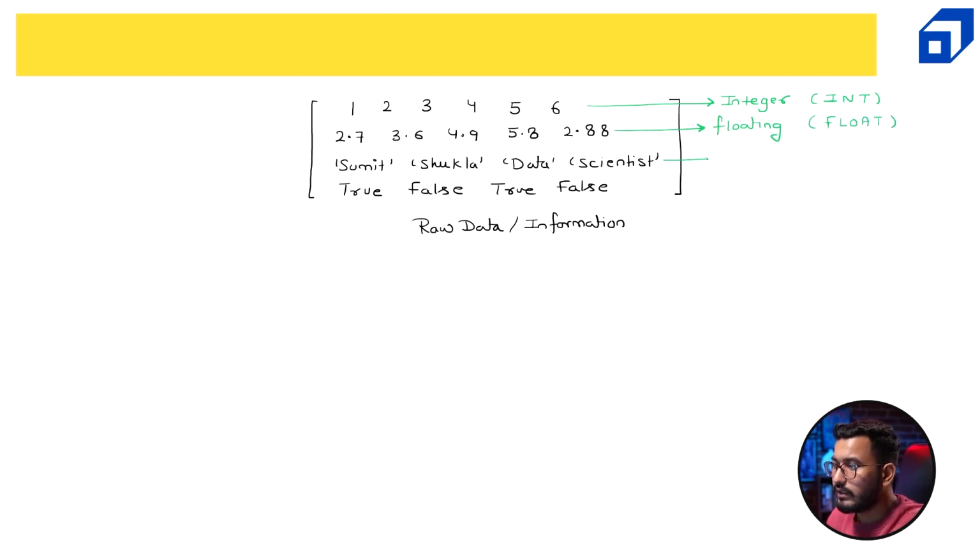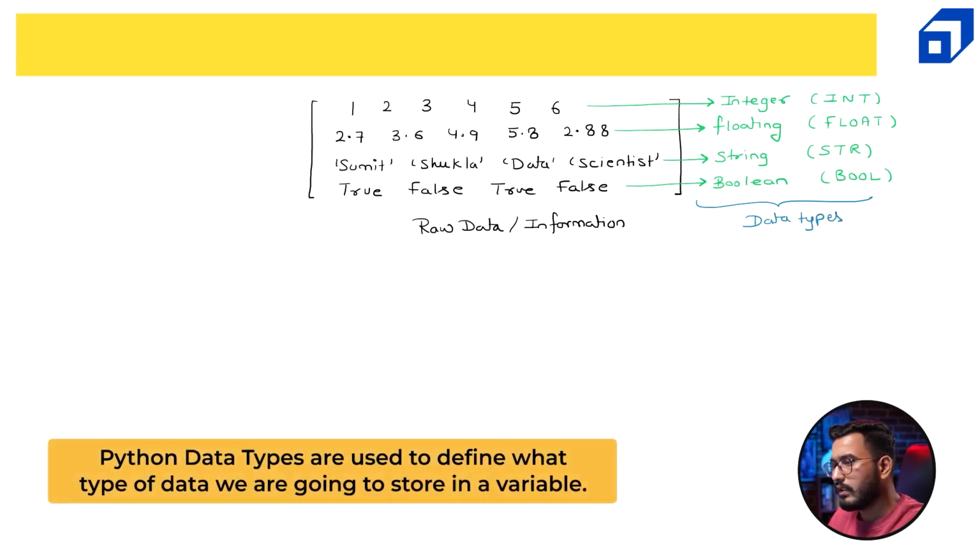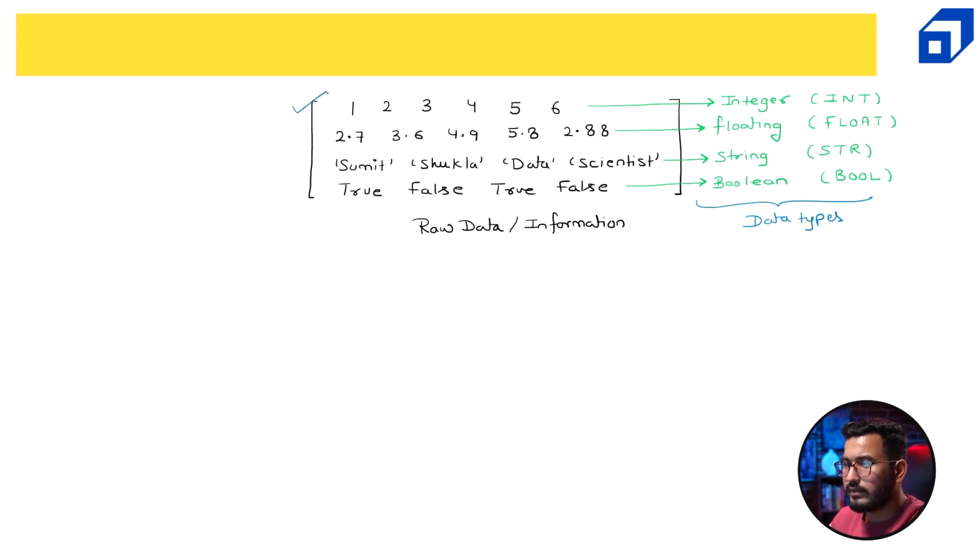Then we have a string. Now these are my textual data, so I'll call them a string, and they are represented as str in Python. And then these things are known as the Boolean data. We call them bool, B-O-O-L. So these are my data types, and this is particularly my data.